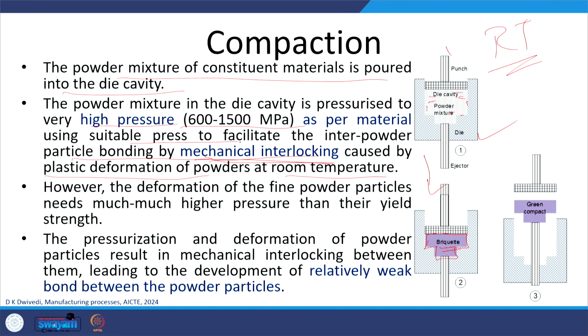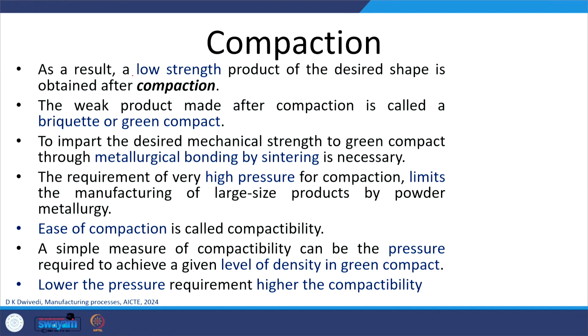Powder particles need to be deformed so that mechanical interlocking can happen by plastic deformation at room temperature. Deformation of fine powder particles needs much higher pressure than their yield strength, because it is not easy to deform small size fine particles as compared to the bulk ones. Pressurization and deformation of powder particles result in mechanical interlocking between them, leading to the development of a relatively weak bond between the powder particles. Thereafter, the compact is taken out with the help of a suitable ejector. As a result, the low strength product in the desired shape is obtained after the compaction.